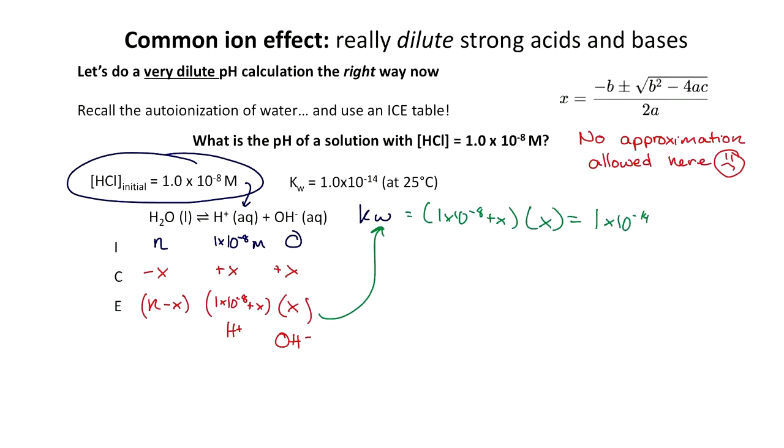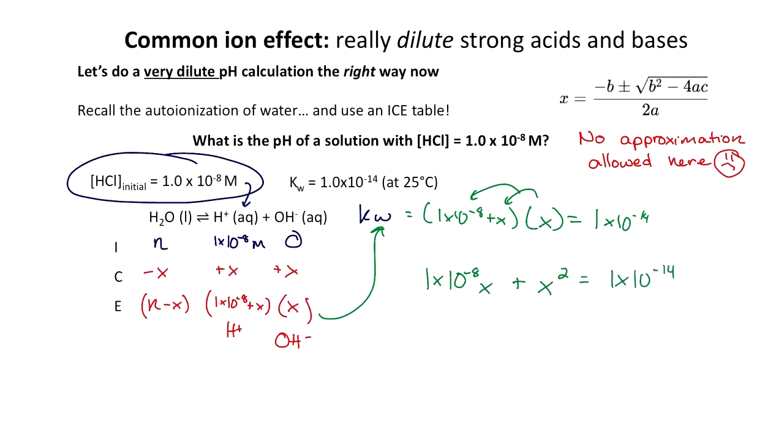Okay, so when we solve for x, this is how we're going to calculate the actual pH of the solution, and hopefully it makes more sense: you put an acid in solution, it should become acidic, right? So what we want to do is distribute this x. We cannot make an approximation here. We actually have to solve for this. So when I distribute that x, it's 1 times 10 to the negative 8 x plus x squared equals 1 times 10 to the negative 14.